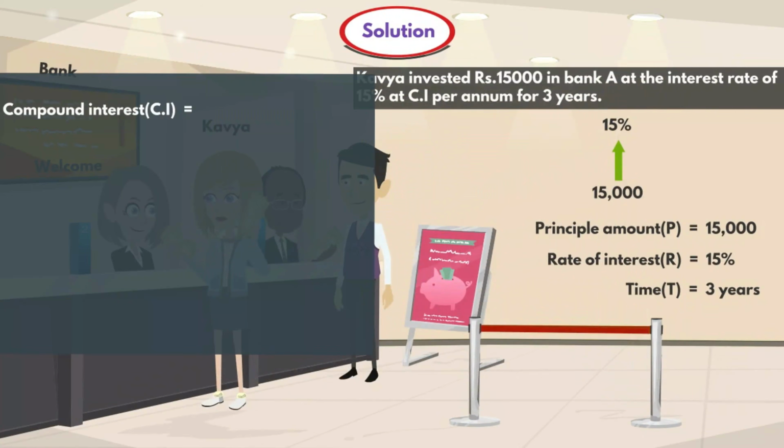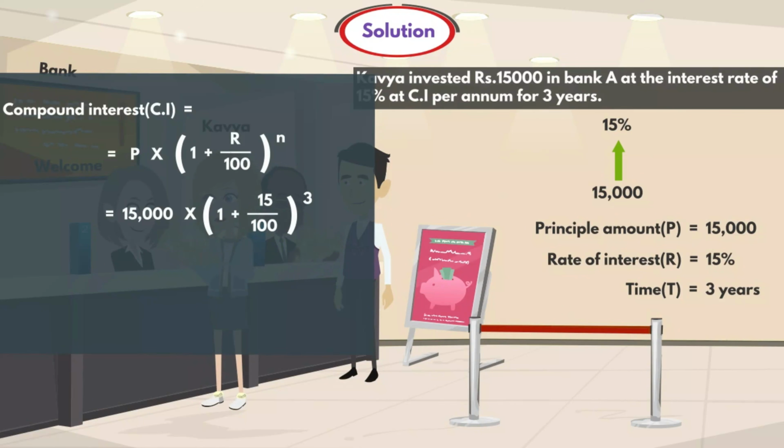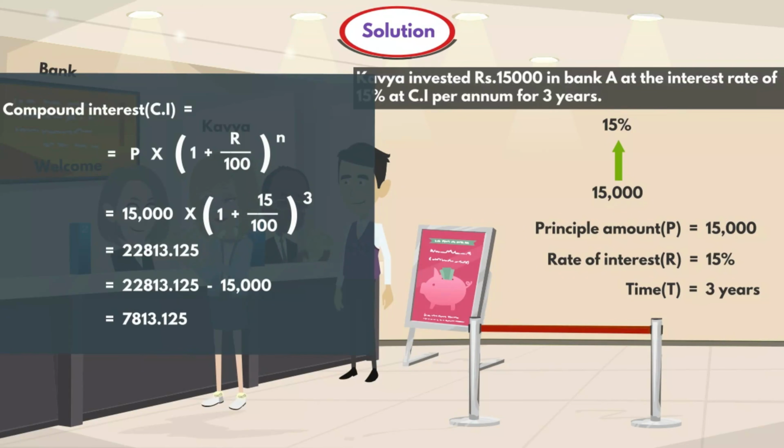Here we know the amount is equal to P into 1 plus R by 100 whole to the power of n. 15,000 into 1 plus 15 by 100 whole to the power of 3. After solving this, we get 22,813.125. So compound interest is equal to total amount minus principal amount. That is 22,813.125 minus 15,000. That equals 7,813.125.